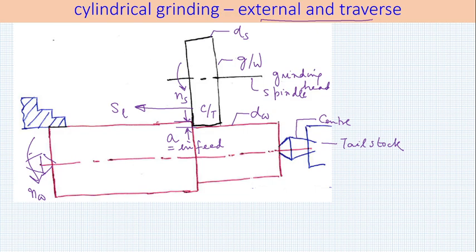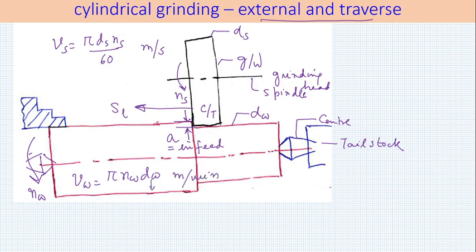Now for this grinding wheel, VS would be calculated by pi DS NS by 60. This will come in meter per second, and VW would be calculated as pi NW DW, and this will come in meter per minute, provided DS is in meter and DW is in meter. NS is in RPM and NW is also in RPM.